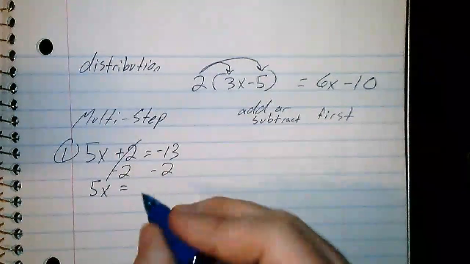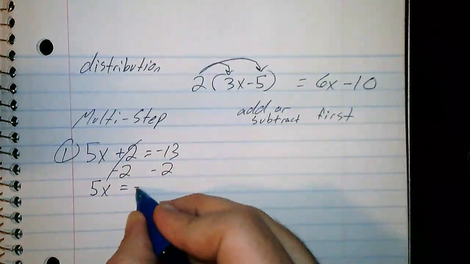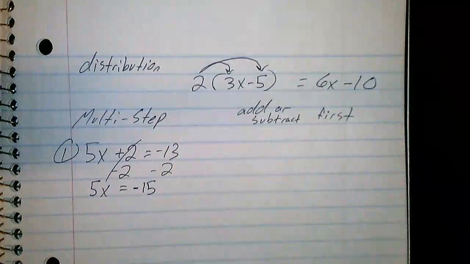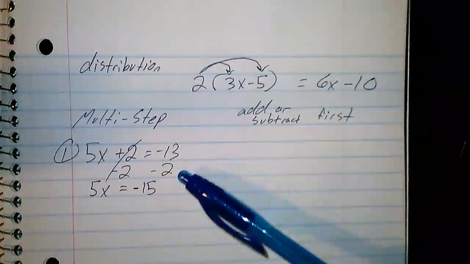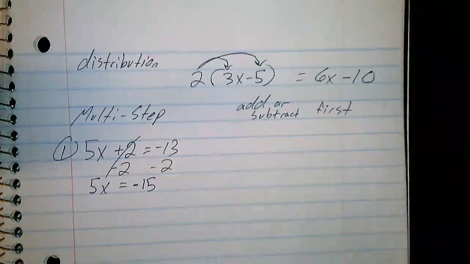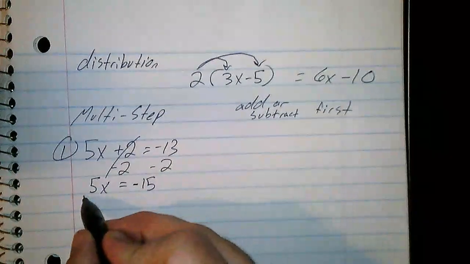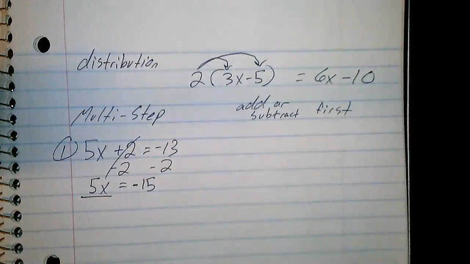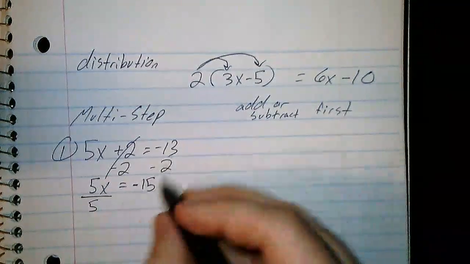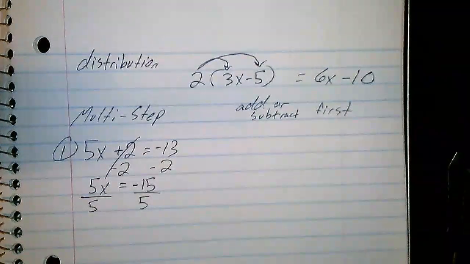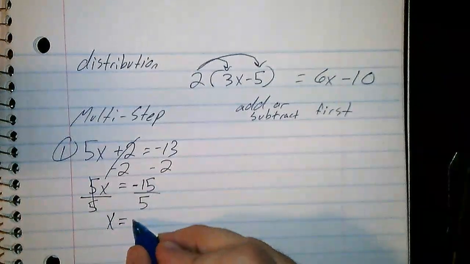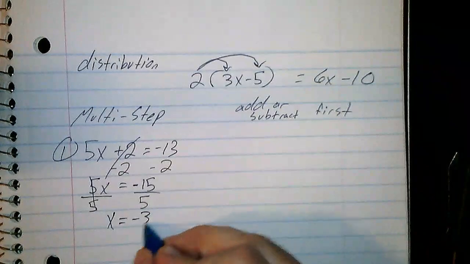negative 13 minus 2. Same sign, so we keep the sign and combine the numbers. 13 and 2 makes 15. Again, if you take a negative number and subtract from it, you get a bigger negative. So again, we want to add or subtract first because now we have our 5x isolated on one side by itself. And to get rid of the coefficient 5, we divide both sides by 5. Negative 15 divided by 5, a negative divided by a positive is negative.